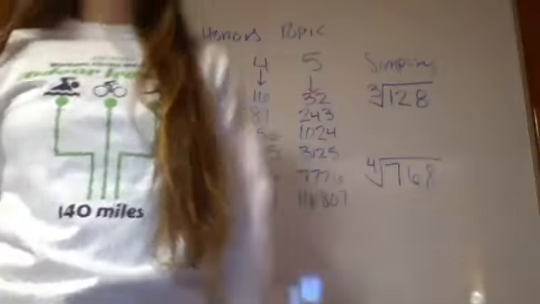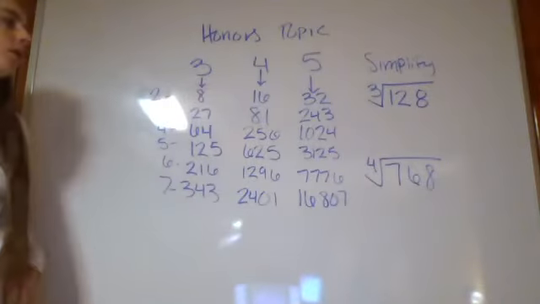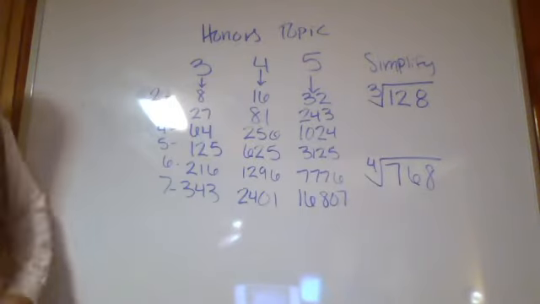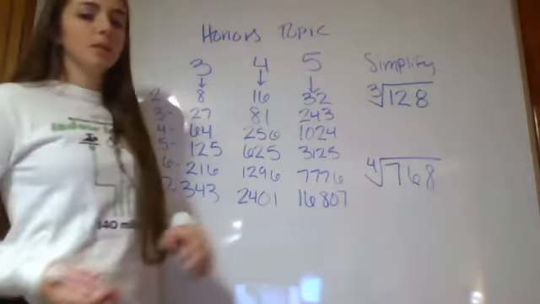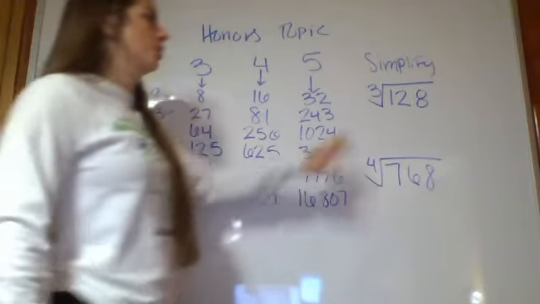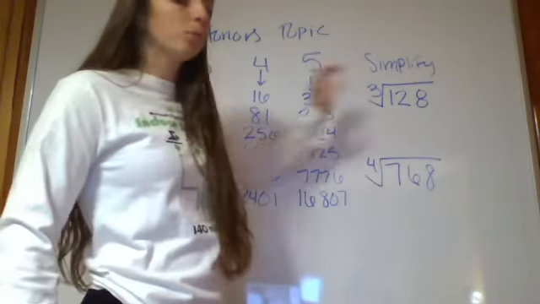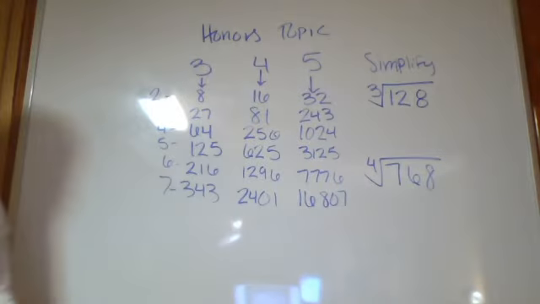Hi guys, so here's an honors topic for Algebra 2. This is one that I've discussed with you that we're going to be doing in Chapter 3, but not one I've quite really given you a video for yet. So this is going to be simplifying roots that are higher than a square root. So we're talking about simplifying a cube root, simplifying a fourth root, maybe even simplifying some fifth roots.